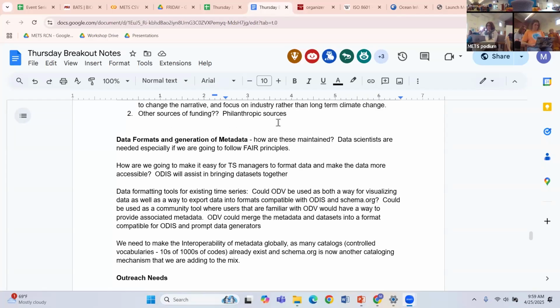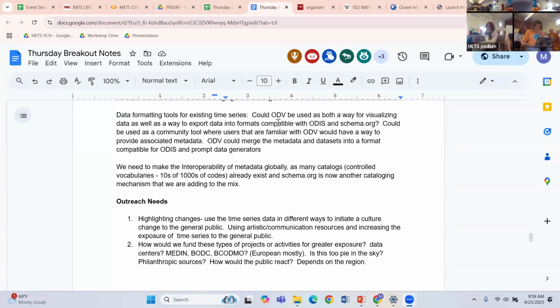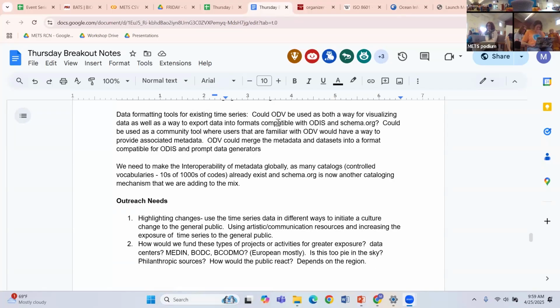Another topic that we talked about was outreach. We need to highlight the importance of this. Charlotte talked about it yesterday with regard to artist renditions, and I know this has been done across a few other time series as well, and I think some other groups have talked about this too, but highlighting changes and how can we use these time series to really highlight what's going on and bring in the broader public and generate broader interest in these things so that we could potentially generate more funding towards these. But how would we do this?